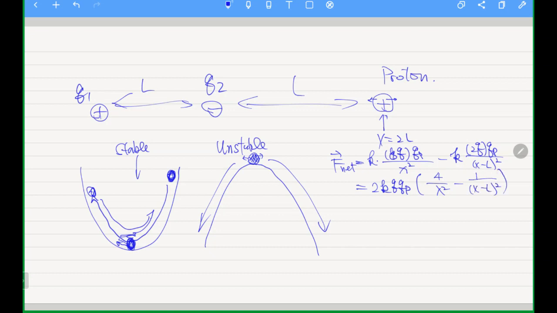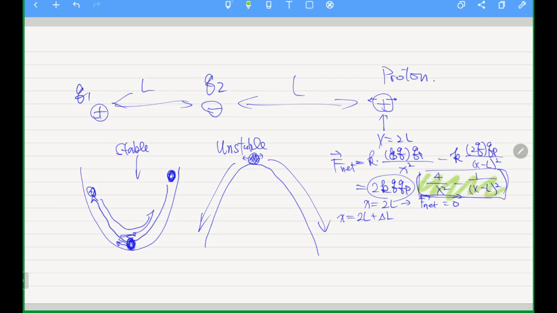Okay, so if x is perfectly 2L, then F net should be perfectly 0. So here, if we try to put x to be 2L plus a small distance, delta L, okay, we try to put it there. Of course, this is a positive multiplier, so we don't care about that. We only care about this.